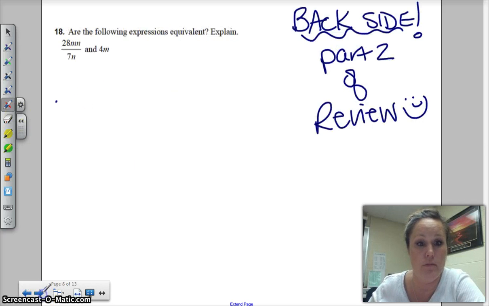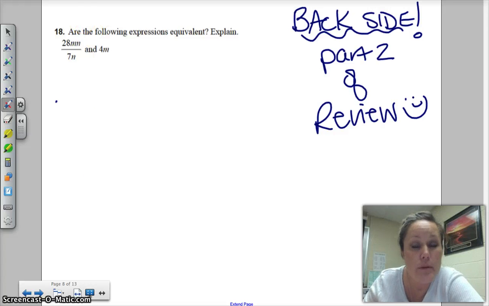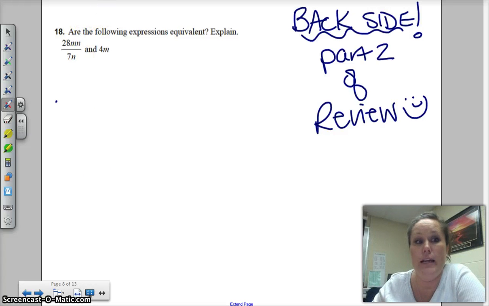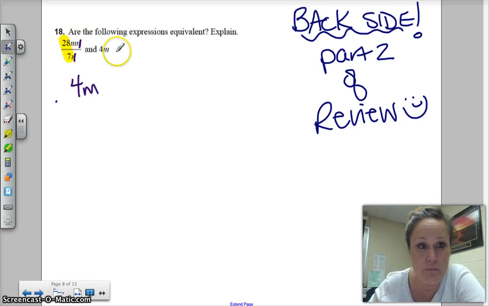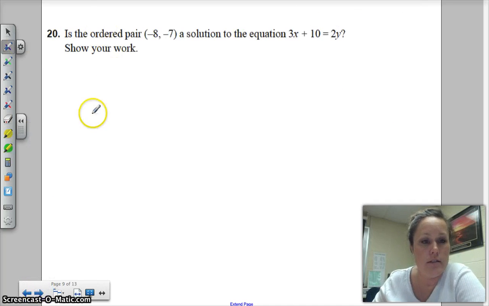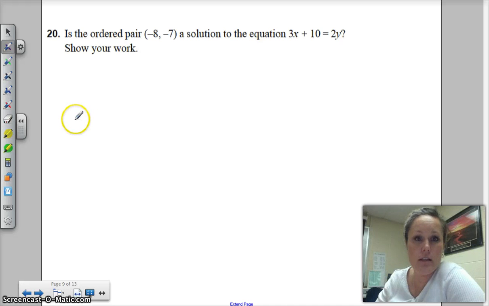Okay, let's continue. So, backside. Are the following expressions equivalent? Explain. So, if I simplify this, I know I can divide these two things. So I'm going to get 28 divided by 7 is 4. The n and the n cancel out, so I'm left with 4m. Well, yeah, they are equivalent if I simplify. That's me explaining.